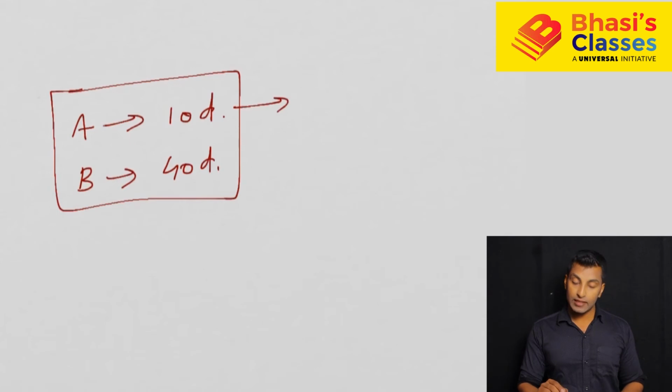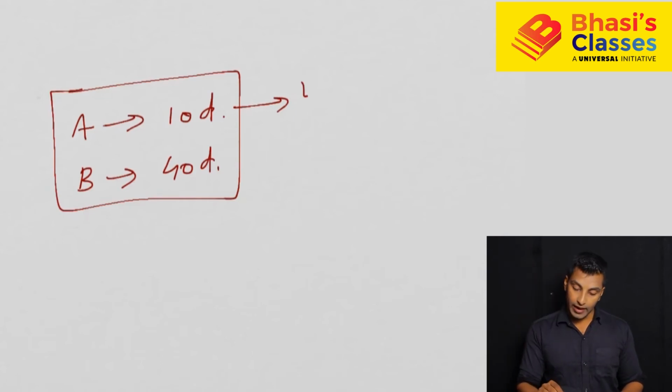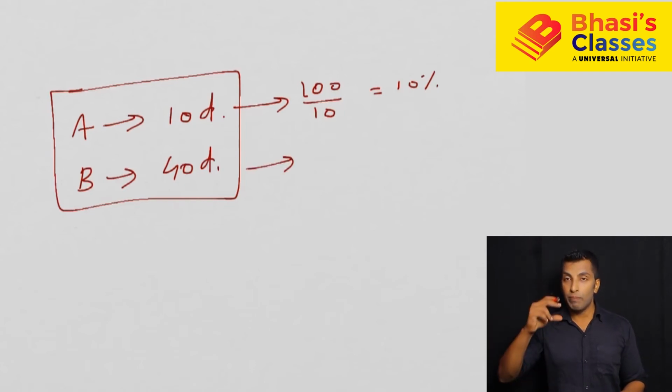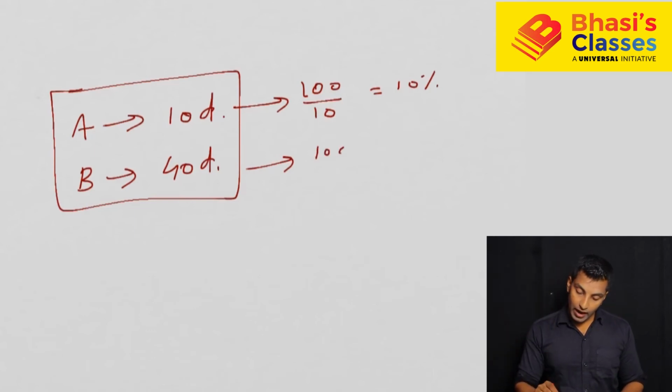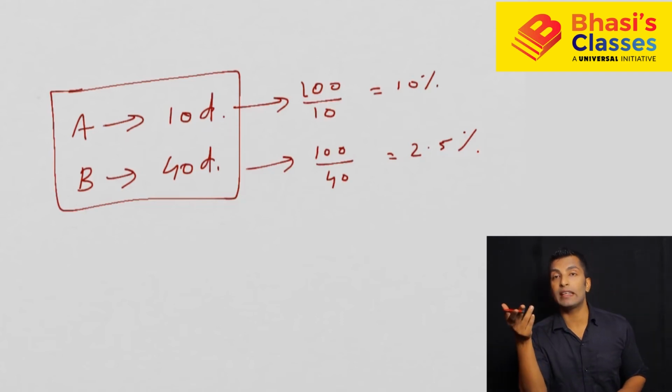So A can finish what percentage in one day? See, A takes 10 days to complete 100%. So what percentage will A complete in one day? 100 by 10, right? So 10% is what A will complete in one day. How much will B complete in one day? B takes 40 days to complete 100%. So in one day, 100 by 40, that is 2.5%, right? Now the question is, A and B together, in how many days will they complete the work?